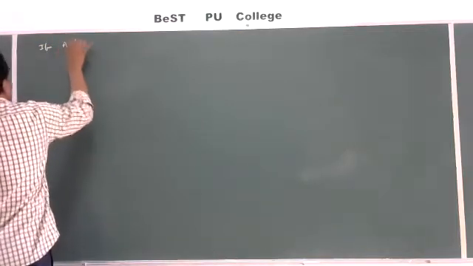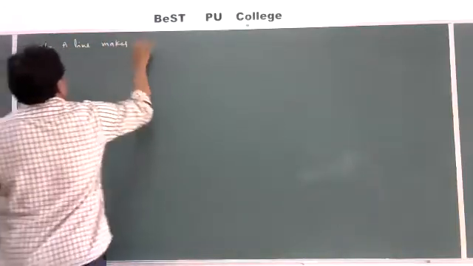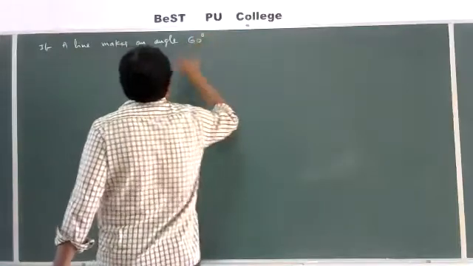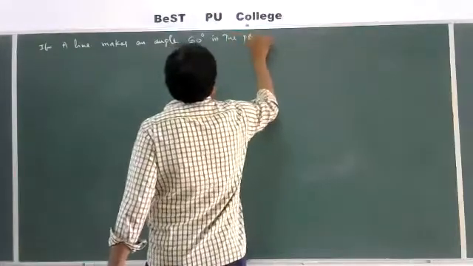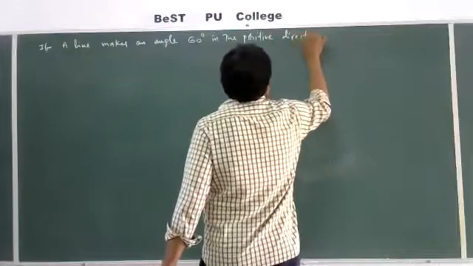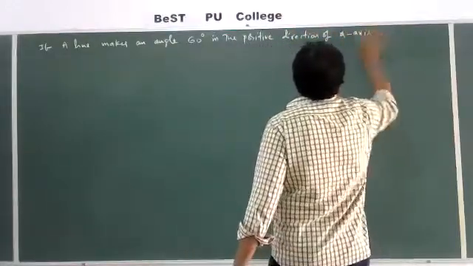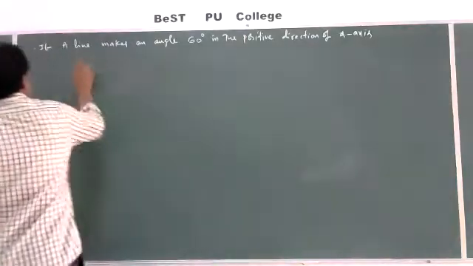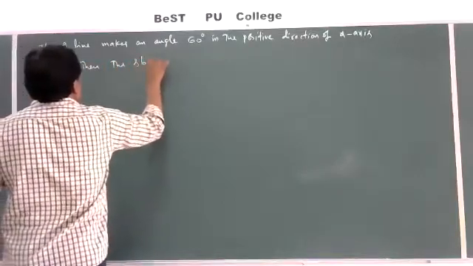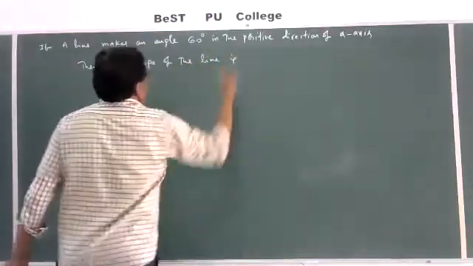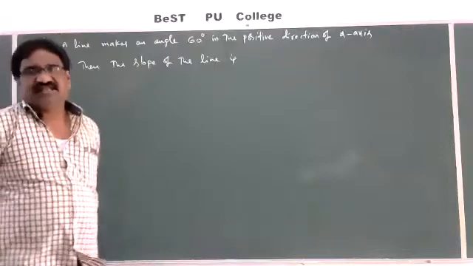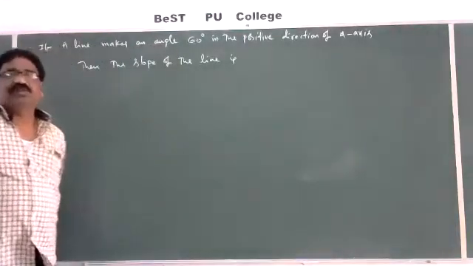Write a problem. If a line makes an angle 60 degrees in the positive direction of x-axis, then the slope of the line is.